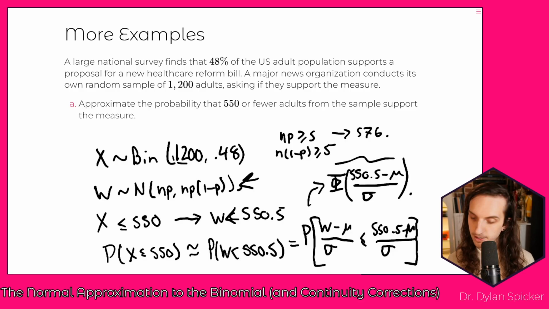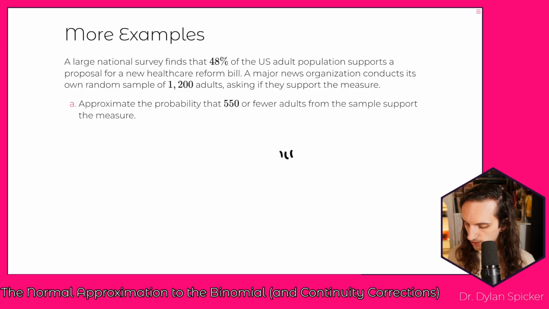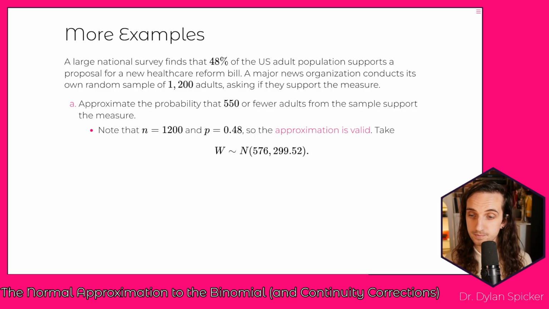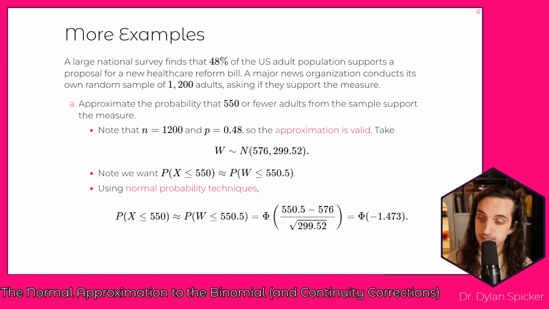Okay. Once we have this expression, we could either leave it expressed in that way, or we can turn to a calculator or a computer to work out the numeric approximation there. Okay. So walking through all of these steps again here, because n is 1,200 and p is 0.48, the approximation is valid. That gives us a normal with 576 and 299.52 as the mean and the variance. We want the probability that X is less than or equal to 550, which is approximately the same as the probability that W is less than or equal to 550.5 using our continuity correction. So then from normal probability techniques, right, we subtract off the mean, we divide by the standard deviation. That gives us phi of negative 1.473.